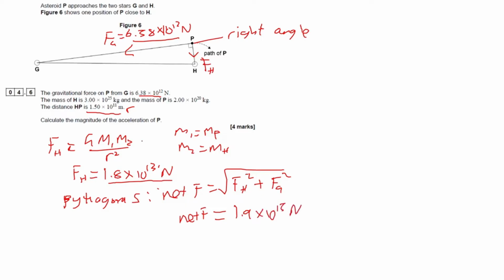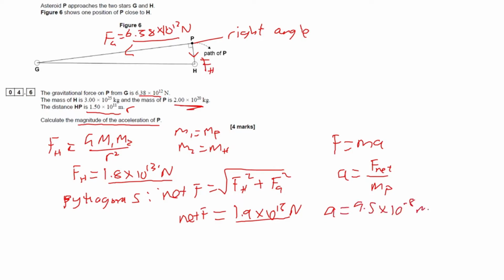The question is asking us to find the acceleration of P, so we could then finally use the F equals ma equation to get a, which is the net force on P divided by the mass of P. So this net force, which we worked out here, divided by the mass of P, which was given to us at the beginning over here, and we should get the acceleration to be 9.5 times 10 to the minus 8 meters per second squared.